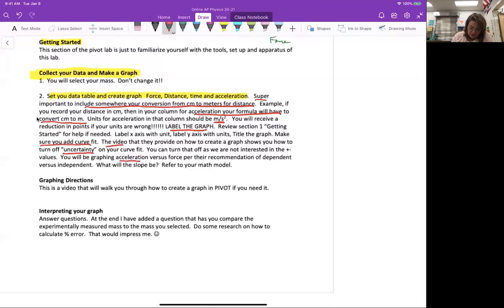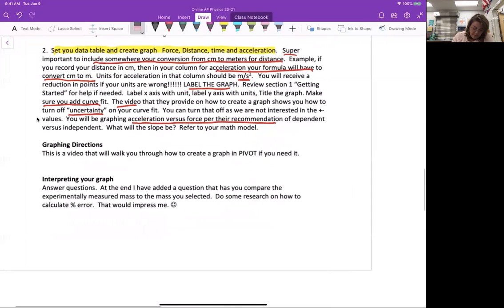Again, you're going to be graphing acceleration versus force per the recommendation, which I don't really think matters in science back in the day, or in what we do in the lab. We make it so that the graph gives me a linear relationship, so that the slope is as close to what I'm looking for as possible.